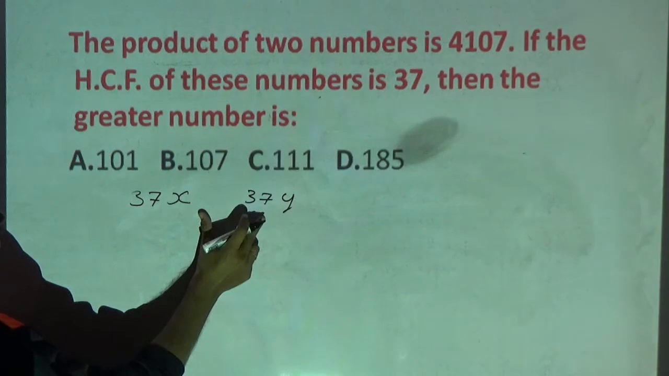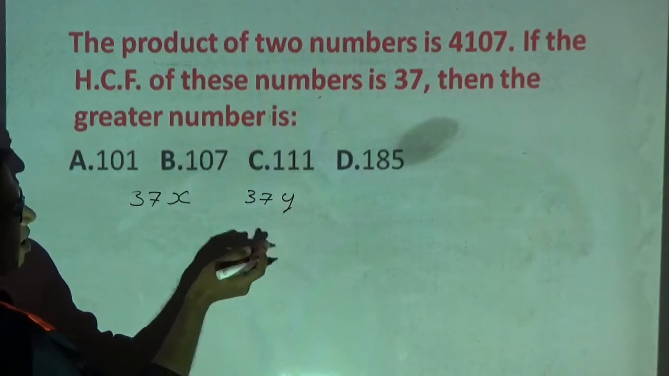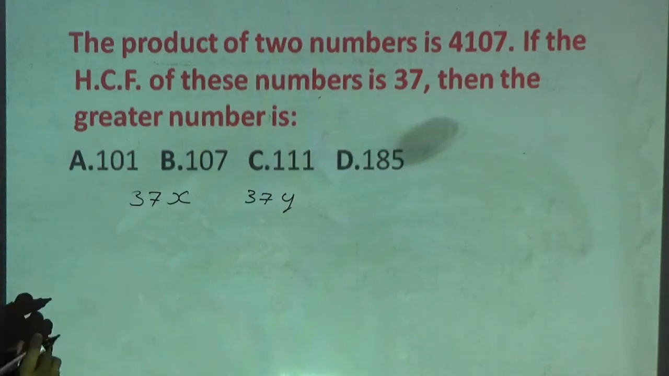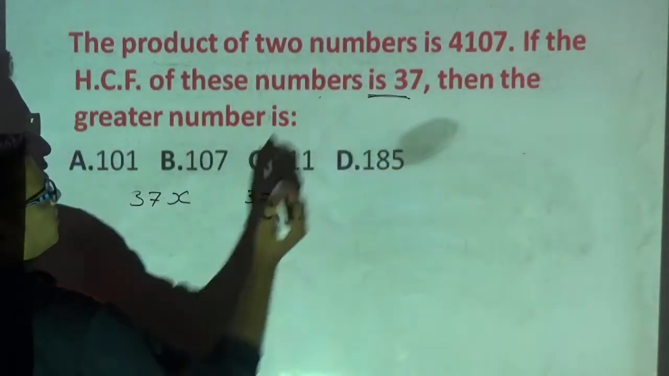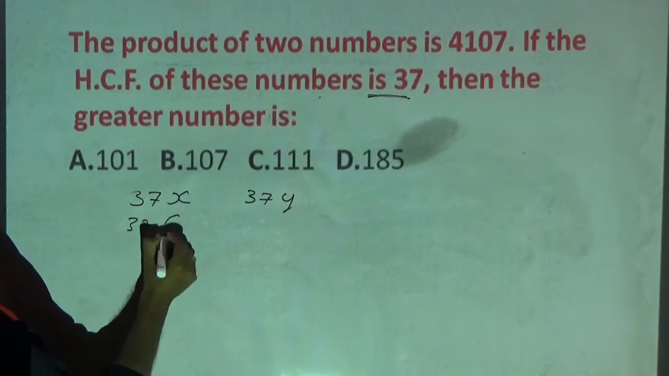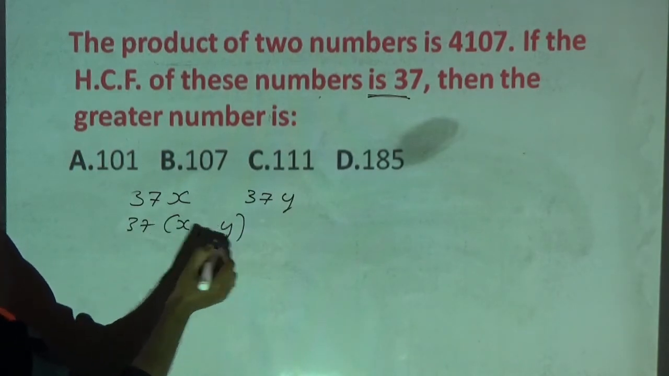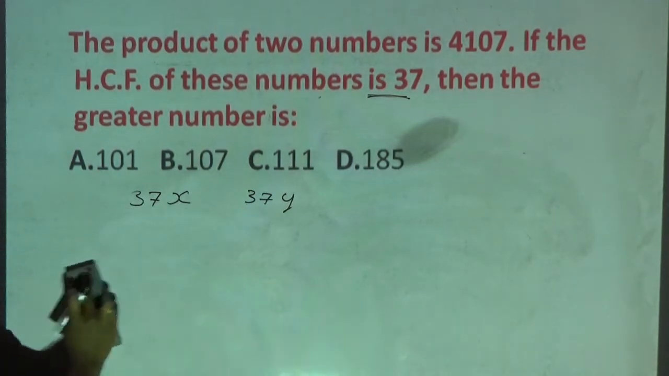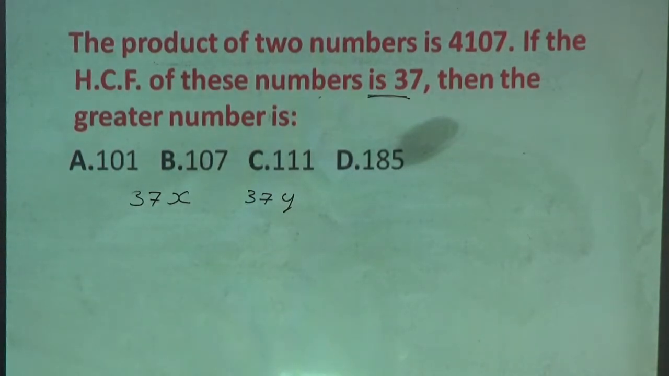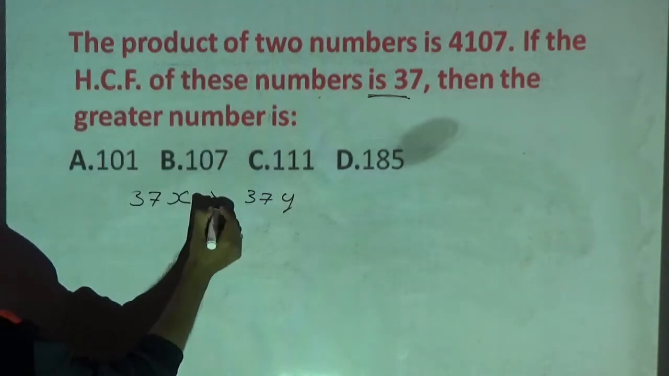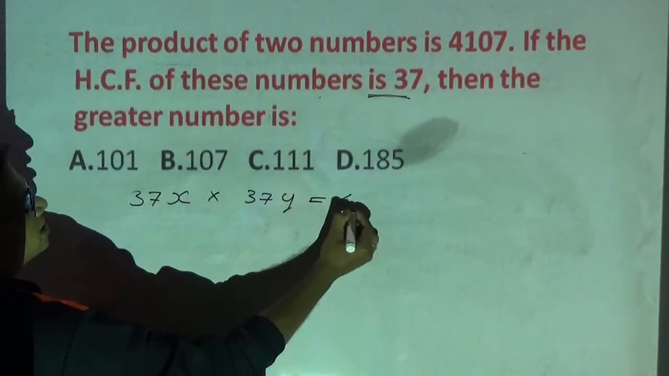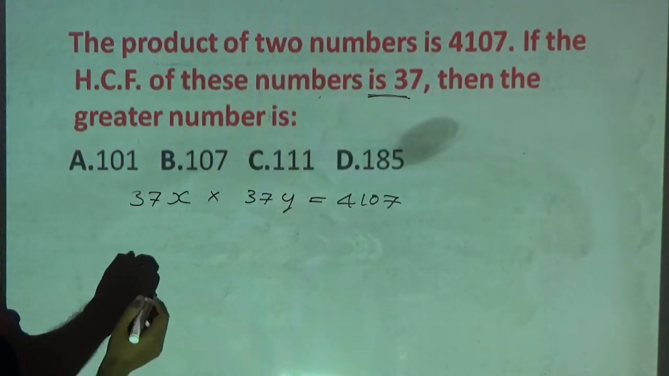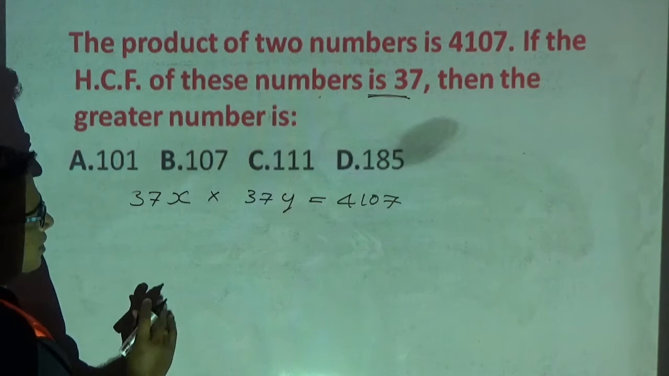See, what can you take common? The maximum I can take common is 37, which is your HCF, because they have clearly given the HCF. If you take 37 common, what is left out? x and y. So the two numbers are 37x and 37y. The product of these two numbers they have given is 4107. Now I need to find the greatest number among these two. Hope you have understood up to this.